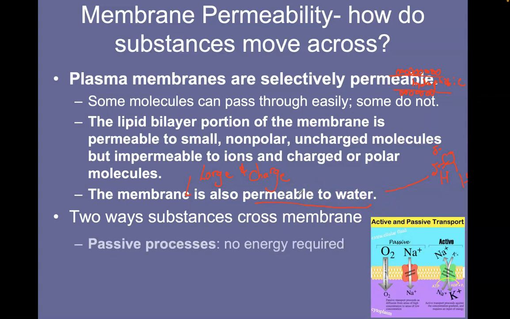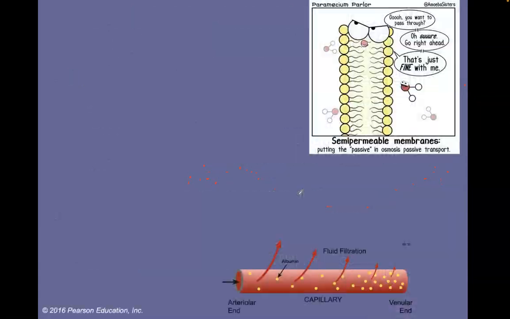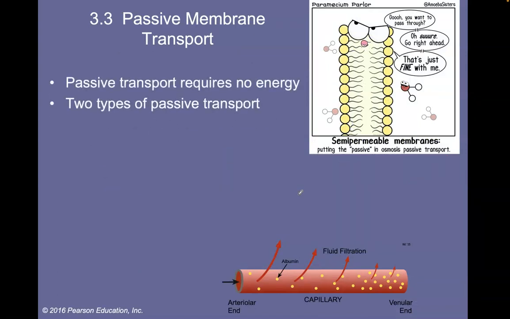in just a minute. There are two ways in which substances can cross the membrane. One is the passive processes, meaning that there's no energy required. We're going to talk about concentration gradients in a minute, and the molecules are just going to move right down their concentration gradients. The active process is where energy in the form of ATP is going to be required, because we're actually going to pump things across their concentration gradients. So let's get into what this concentration gradient is and what we mean by that.